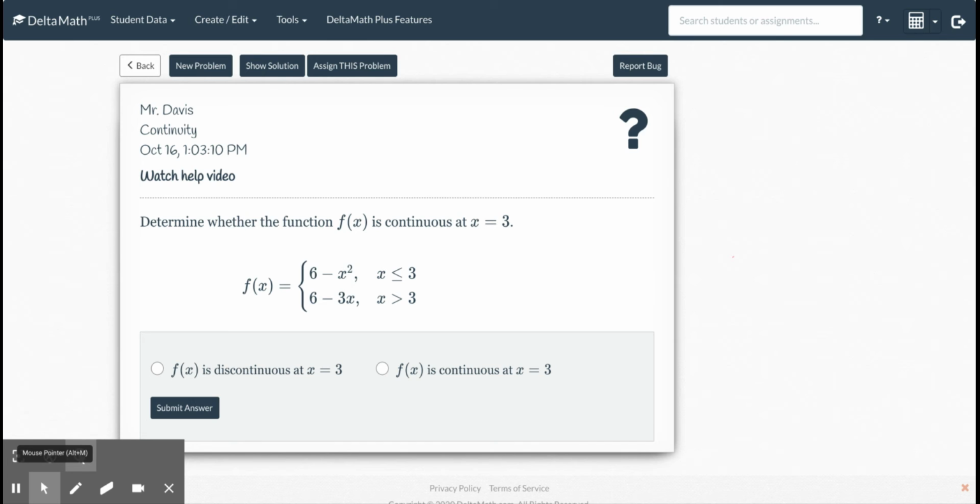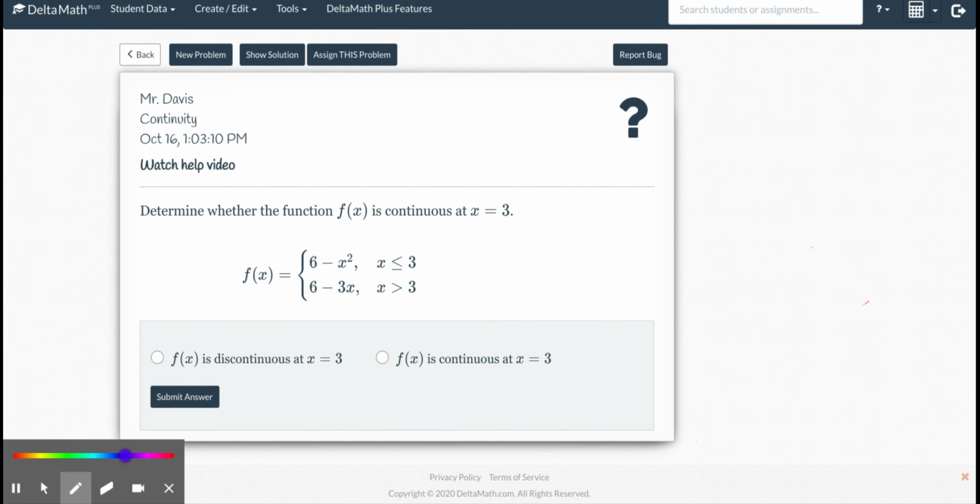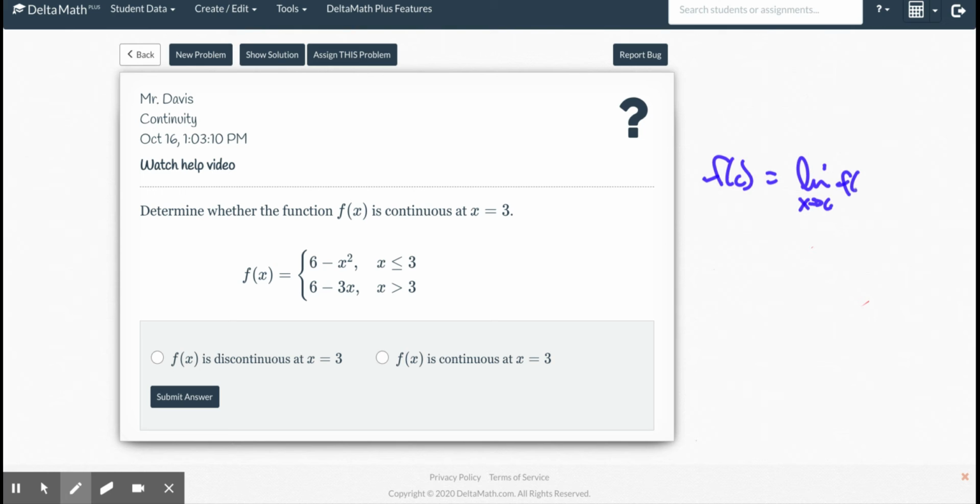And how we're going to do that is we still have to make sure that the limit and f of c are equal. I'm not going to write out the whole thing, but that's the main thing we're going to check. So we're first going to find the limit and then find the function value. To find the limit, we have to do both the left and the right. So we're supposed to determine if it's continuous at x equals 3. So that's going to be our c value, 3, which means we need a left-hand limit at 3. And then we're going to need a right-hand limit at 3.